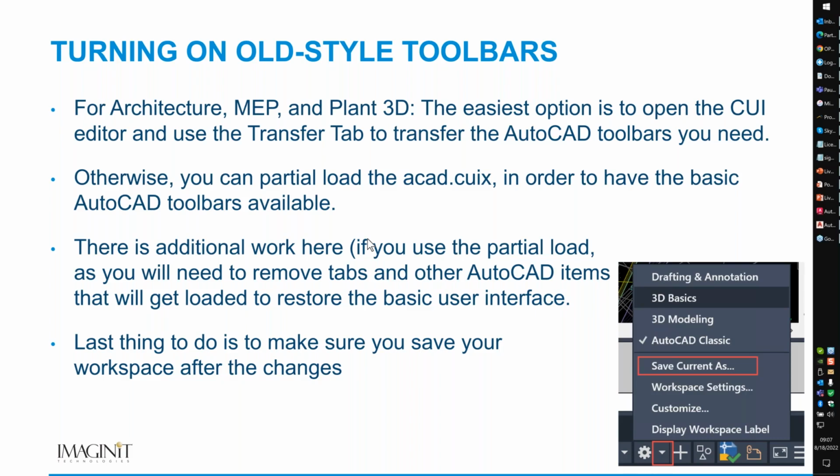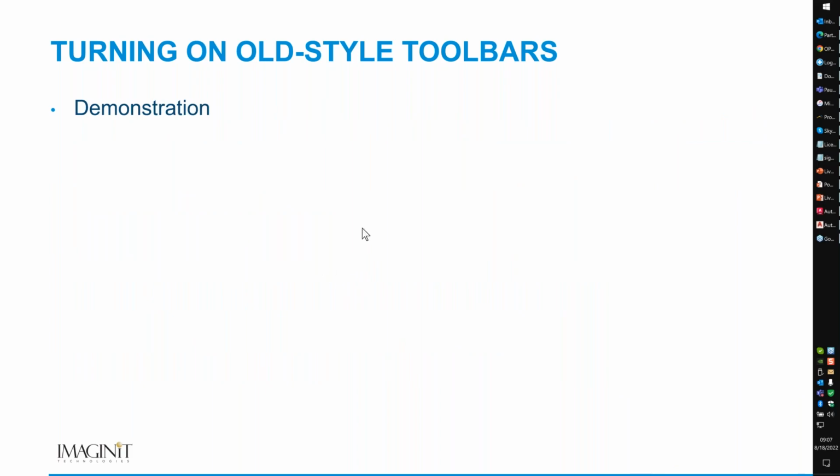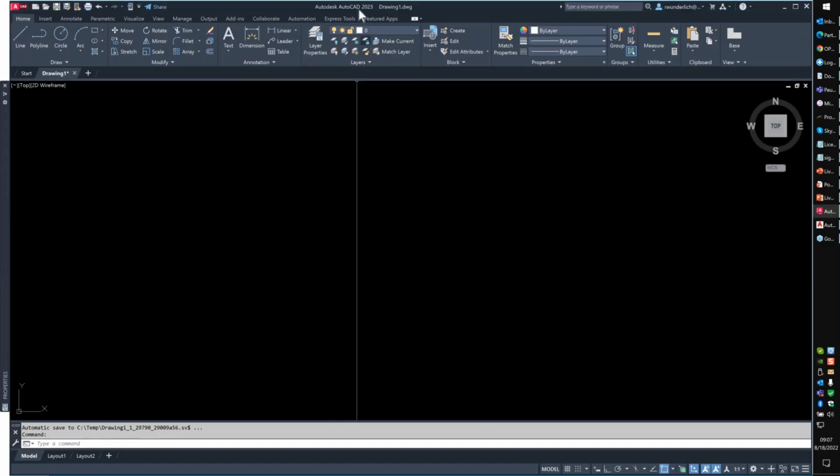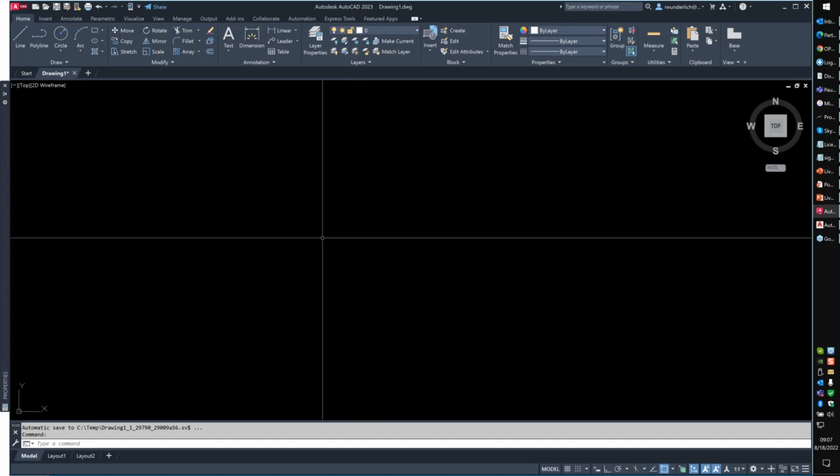And then the last thing you do is you save your workspace. After you do, come down here to the little gear wheel, save your current workspace, and that makes sure you have it. So with that, we're going to go into a fairly easy demonstration. So here's basic generic AutoCAD.